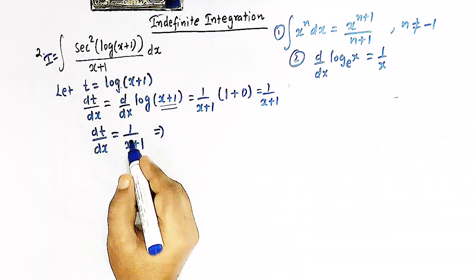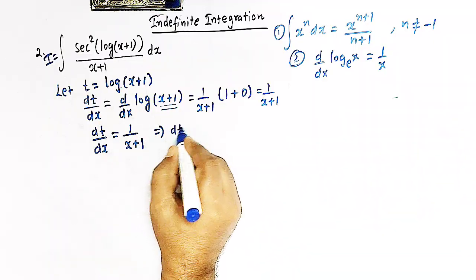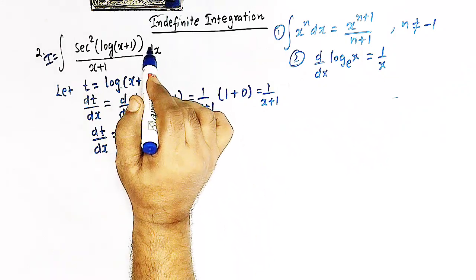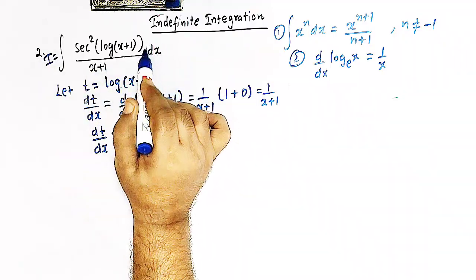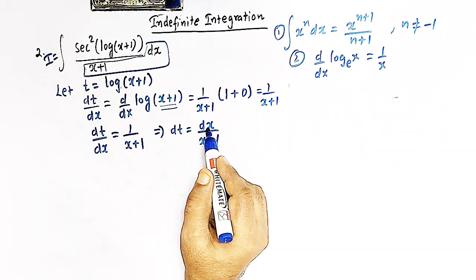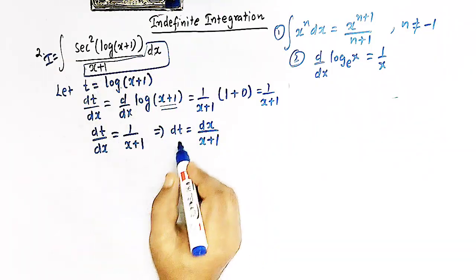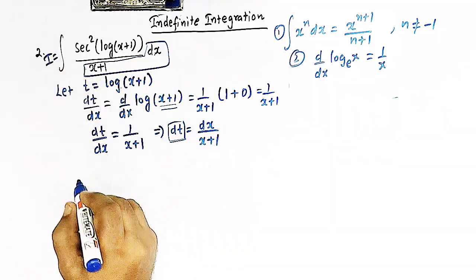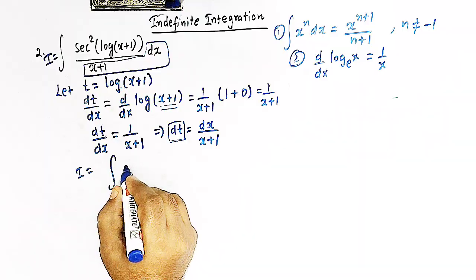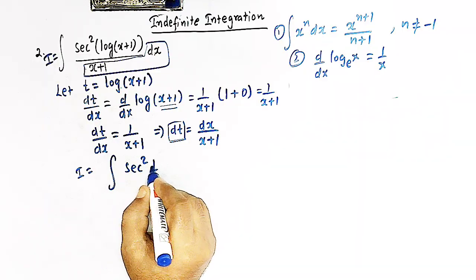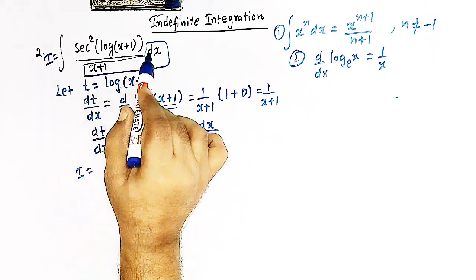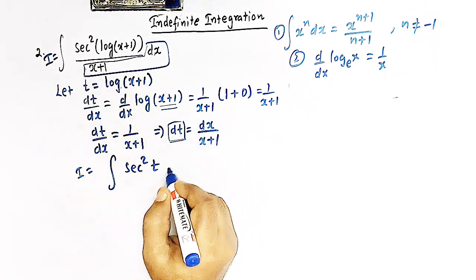So now from here we can now write dt is equal to dx over x plus 1, right? So now for this term, that is dx over x plus 1, we can now write dt. So now this integral I takes the form in terms of t as integral of secant square t dt, because here log x plus 1 is equal to t and dx over x plus 1 is dt.